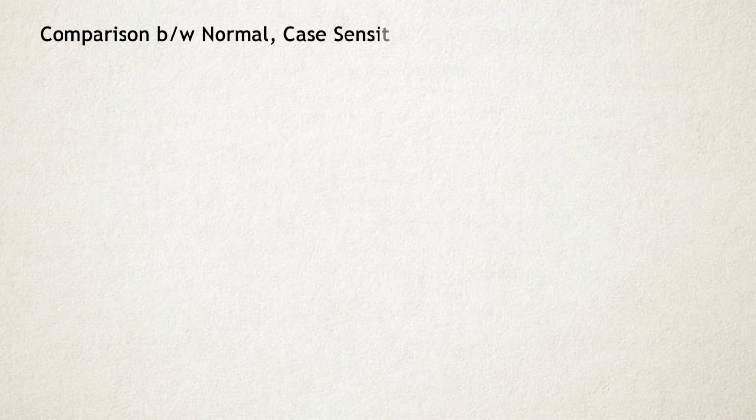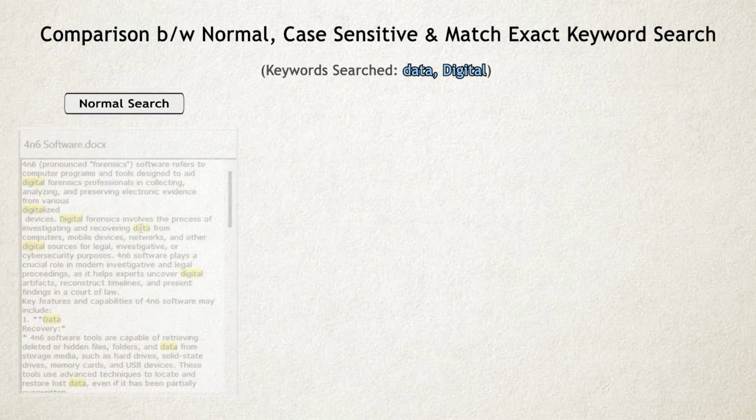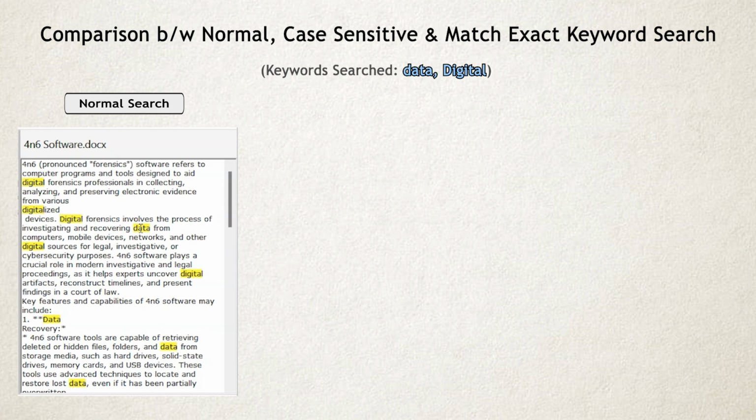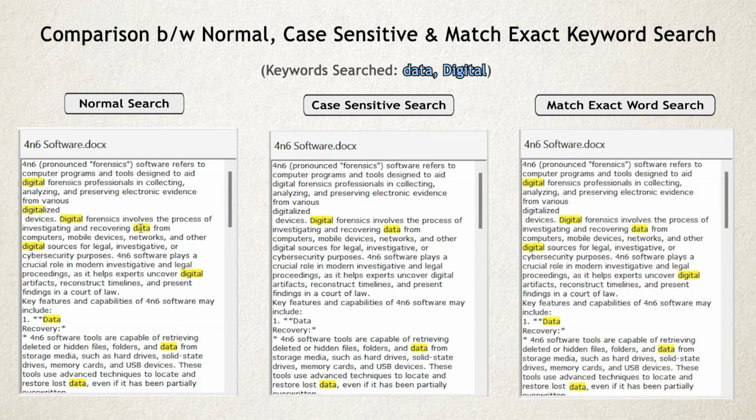Now let's see the comparison between the normal, the case-sensitive, and the Match Exact Word search option. Keywords entered to search are data and digital. You can see the difference between the images below. In normal search, you will see all the words containing searched keywords highlighted in yellow. In case-sensitive search, the search will only match the text exactly as it is typed, including capital letters. Like in this case, we entered capital D for digital, so search will only match if keyword digital is starting with caps D. In Match Exact Word search, the search will only match the text if it is the entire word.